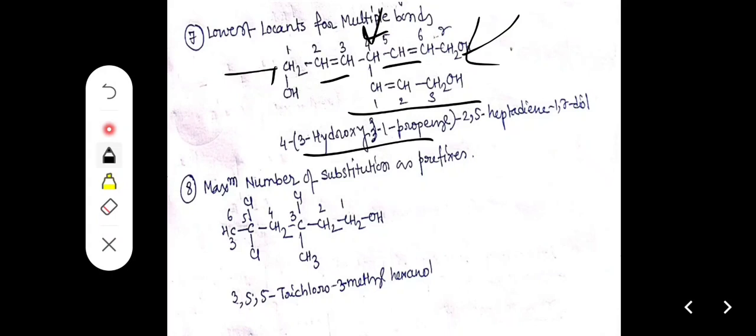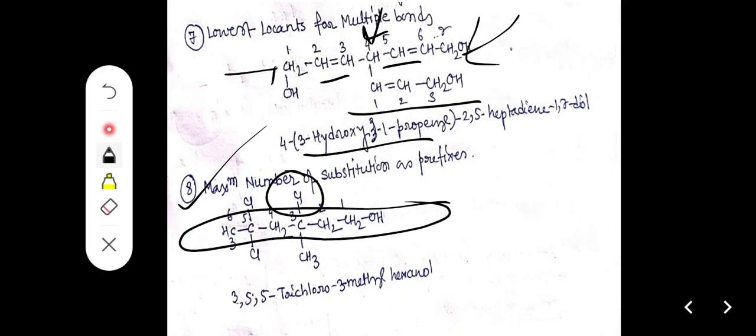Okay, next one, maximum number of substituents as prefix. So there should be 2,5,5-trichloro-3-methylhexanol. If the maximum number of chlorine groups is present in the chain, there should be maximum substitution, because this chlorine is present, this chlorine is present, this chlorine is present, this CH3 is present. That's why this is the main chain. Okay, this straight chain is the main chain.